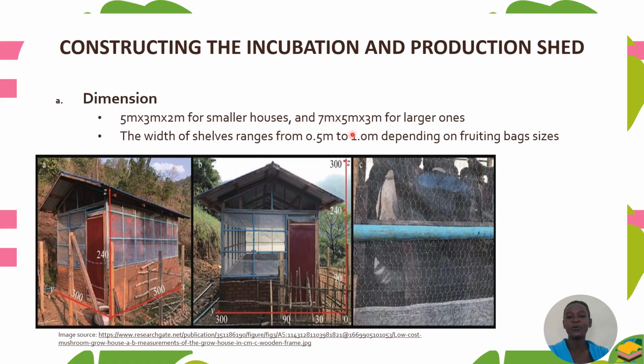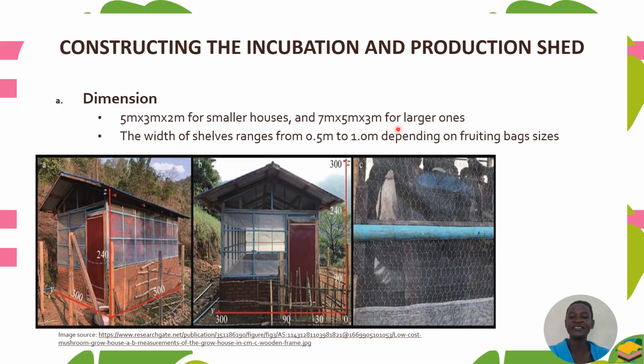And for larger ones, the minimum can be 7 meters by 5 meters by 3 meters. It can be even more than that, depending on the quantity of mushroom you want to produce. So we are talking of 7 meters length, 5 meters width, and 3 meters high. That is for larger ones. But we are not limited.